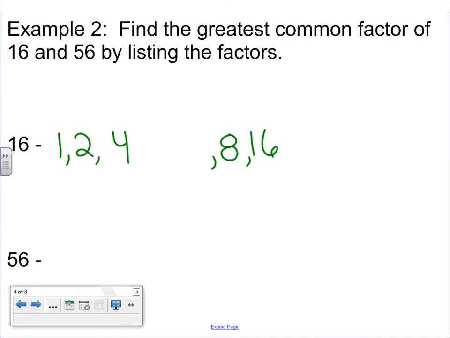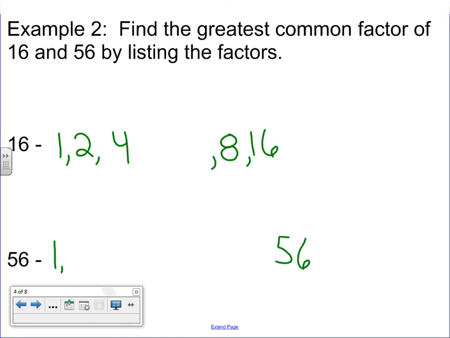Now, if your paper is like mine where it's got a big gap in the middle because you didn't fill in that entire space, it's okay. It's not the end of the world. It'll all work out in the end. If you want to rewrite it so they're all nice and neat together, that's fine. But you won't get counted off for it. Let's do 56. So we're going to start with 1 and 56.